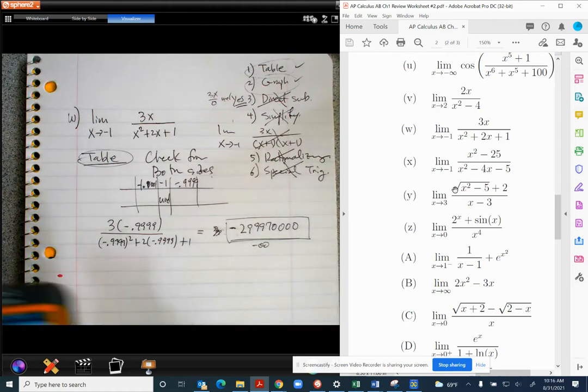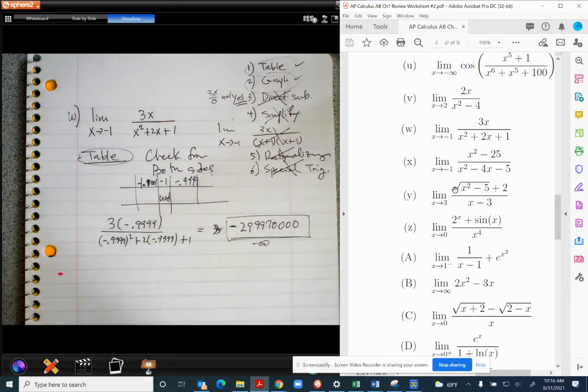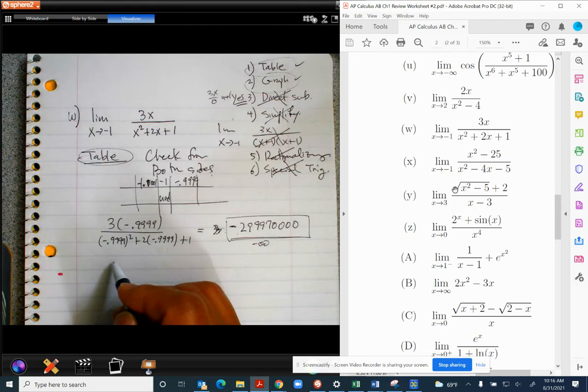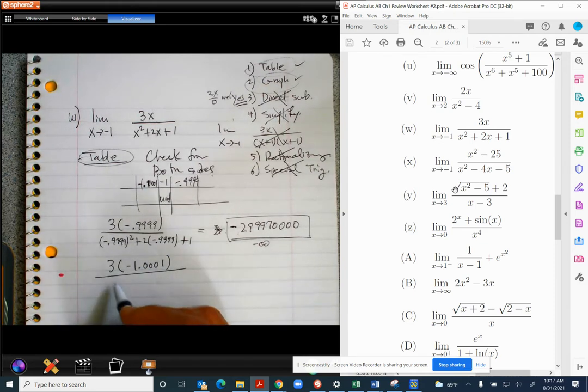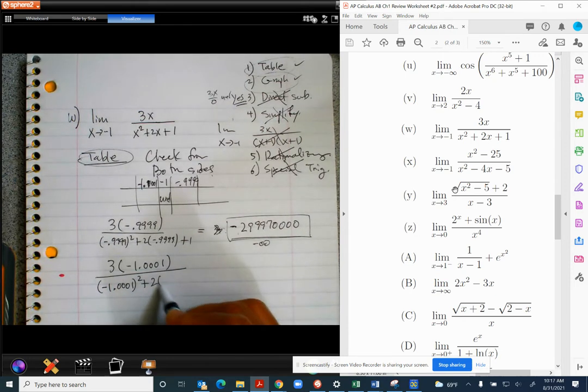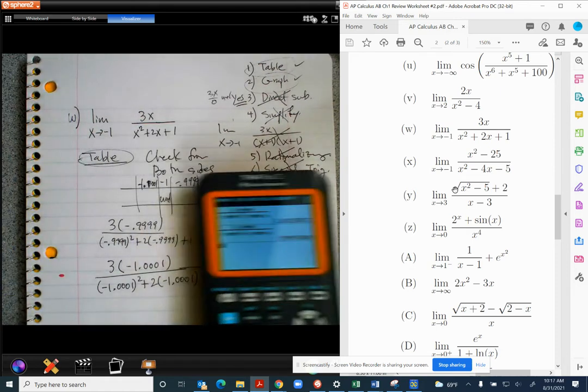Alright, so let's go ahead and practice. You're supposed to put it in like this. Looks like some of you guys are having trouble just putting in the value. So let's put 3 times negative 1.0001 all over negative 1.0001 squared plus 2 times negative 1.0001 plus 1. Alright, let's go ahead and put that in.